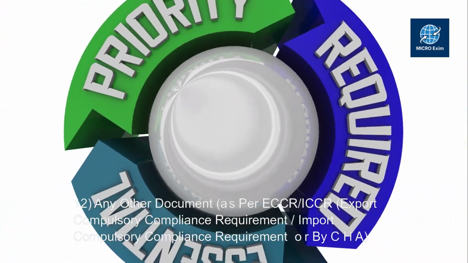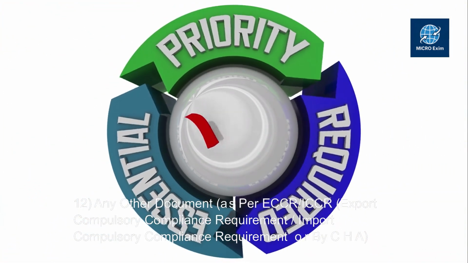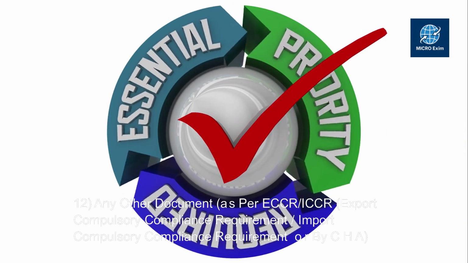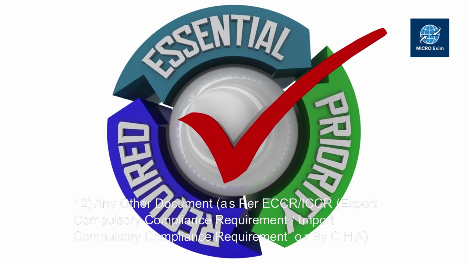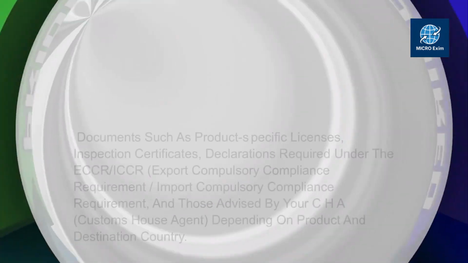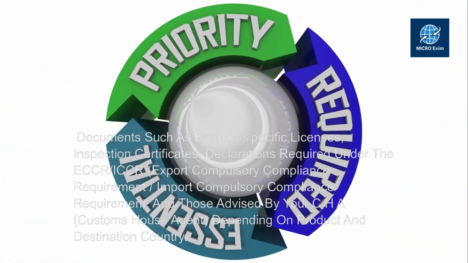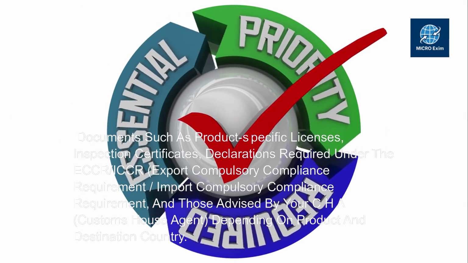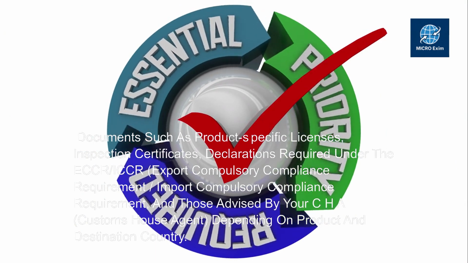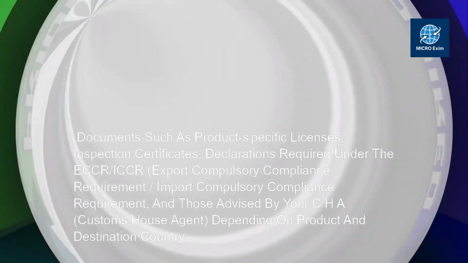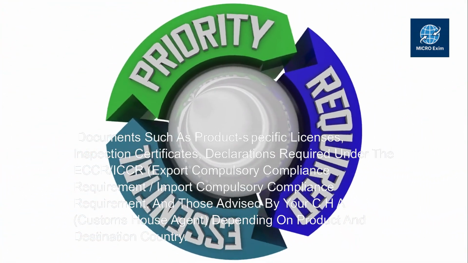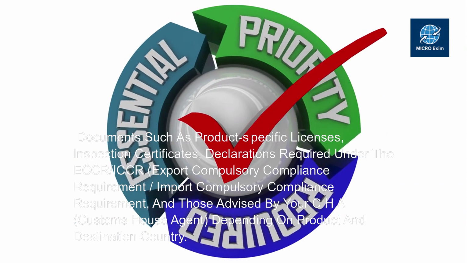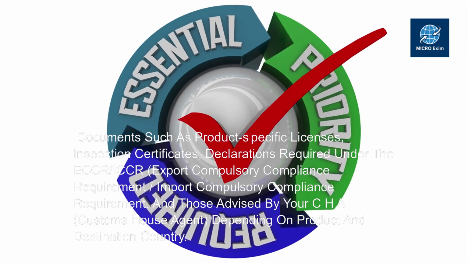12. Any other document, as per ECCR, ICCR, Export Compulsory Compliance Requirement, Import Compulsory Compliance Requirement or by CHA. Documents such as product-specific licenses, inspection certificates, declarations required under the ECCR, ICCR, and those advised by your CHA, Customs House Agent, depending on product and destination country.